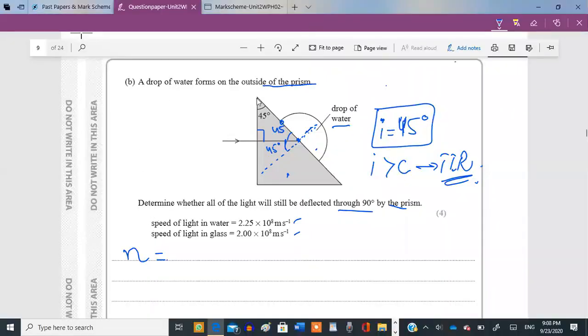Okay, so they told us that there is a drop of water. So this is water over here. This is glass over here. Determine whether all the light will still be deflected by 90 degrees by the prism. All right, so I told you that we need to determine the critical angle first. The idea for total internal reflection to occur is that the angle of incidence must become greater than the critical angle. Angle of incidence is 45 degrees. So let's find out the critical angle first.